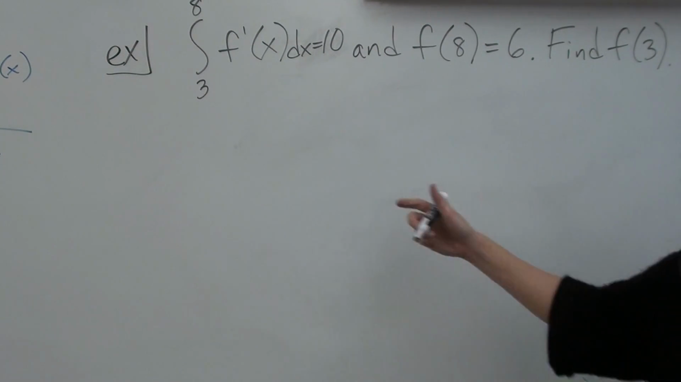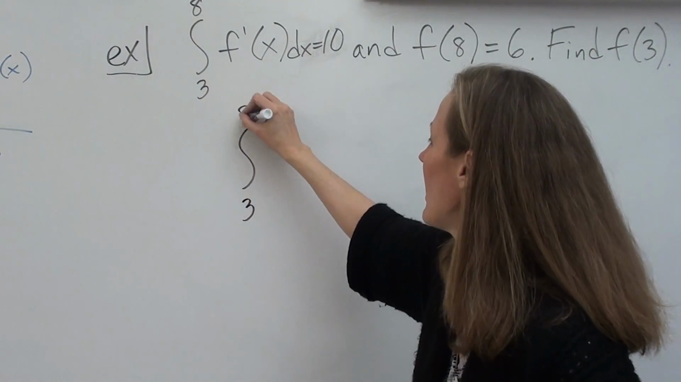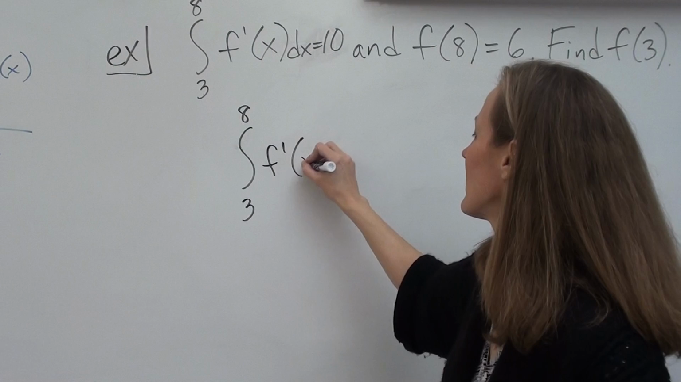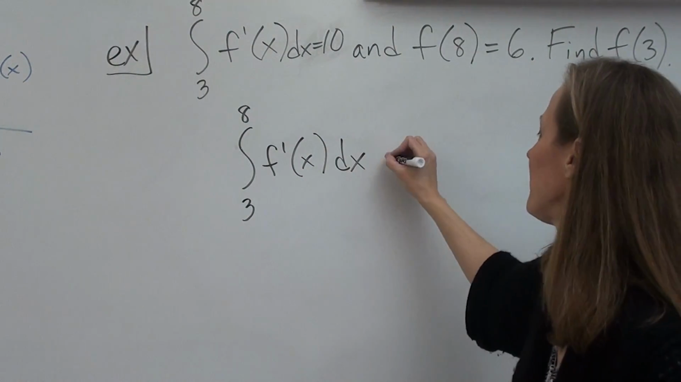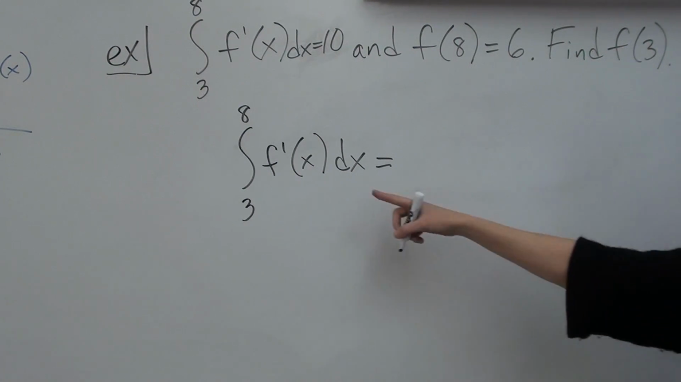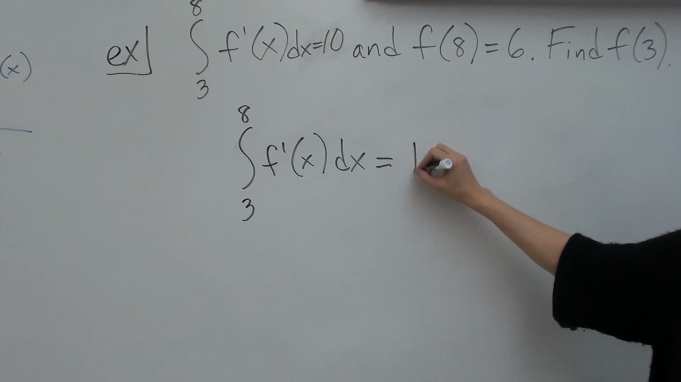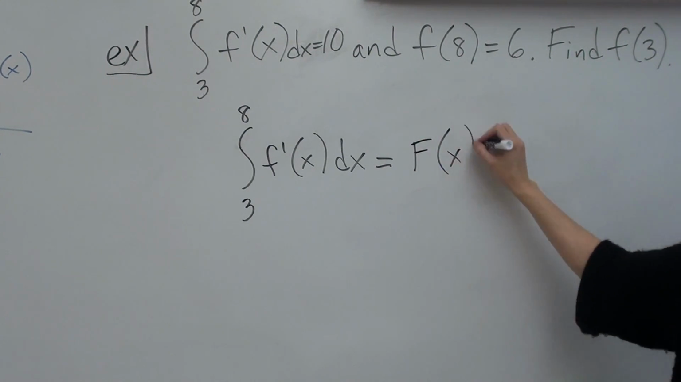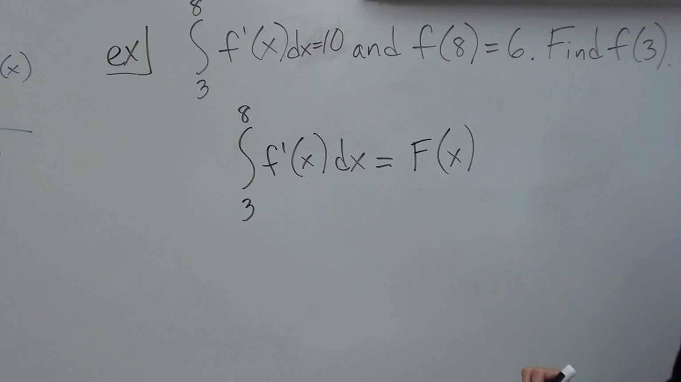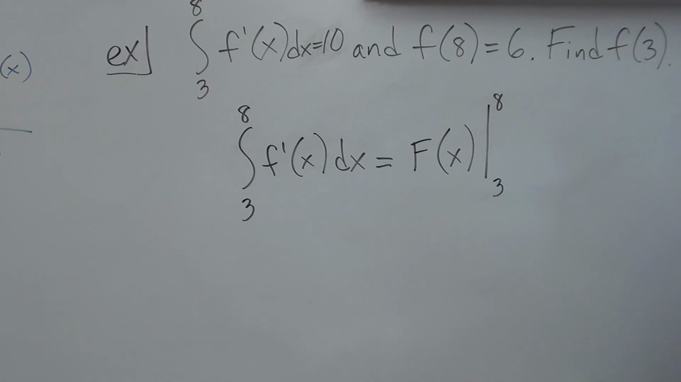So I'm going to write out what we're given. The integral from 3 to 8 of f prime of x dx. But I'm not going to actually write equals 10. I'm going to say, this antiderivative, I don't know what it is, but we'll just call it big F of x, evaluated from 3 to 8.